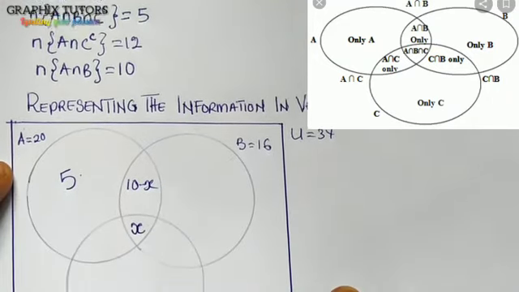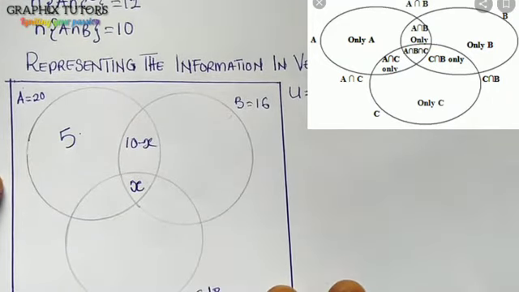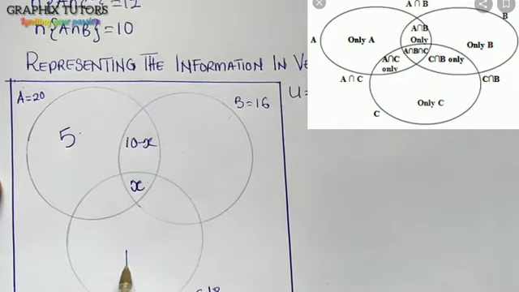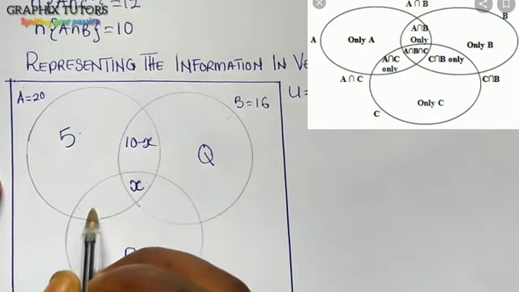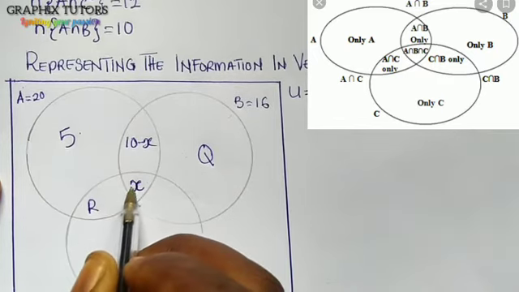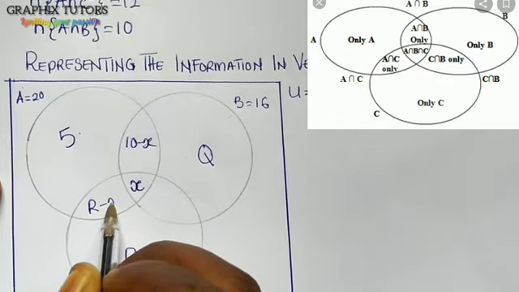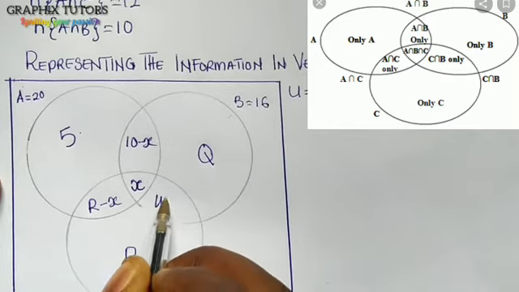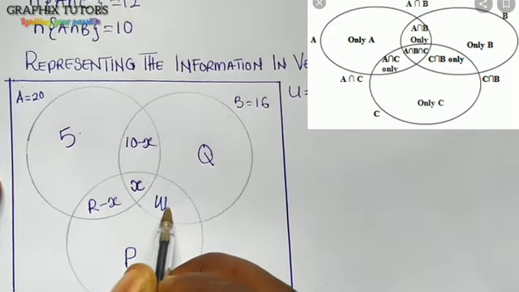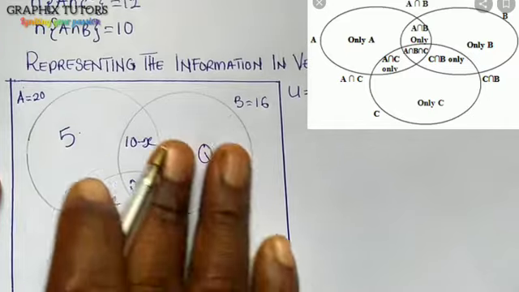Then since the other things are not given, you just use any alphabet to represent them. So I can take this to be P, right? Here to be Q. Here to be R. But because I'm writing R, I must subtract X from this value. Here to be W. So I will subtract it from here, so it will be W minus X. This is what we have here now.